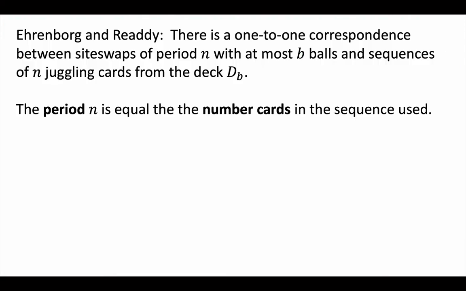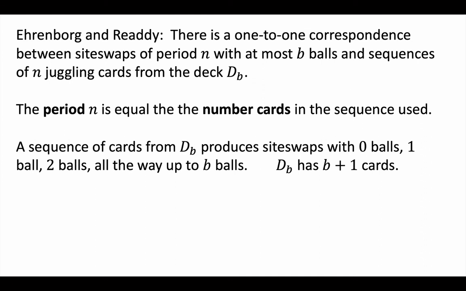The period n and the number of cards will be the same number that we use when we create site swaps from the deck D sub B. When we use cards from deck D sub B, you can get site swaps that have 0 balls, 1 ball, 2, all the way up to B balls. We saw that deck D5 had 6 balls. In general, deck D sub B will have B plus 1 balls.